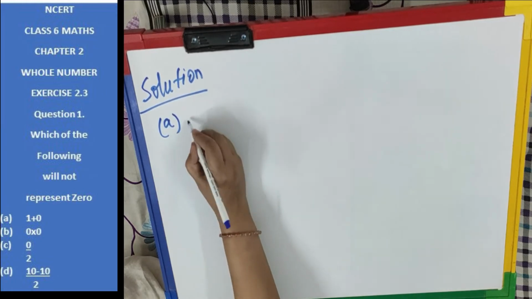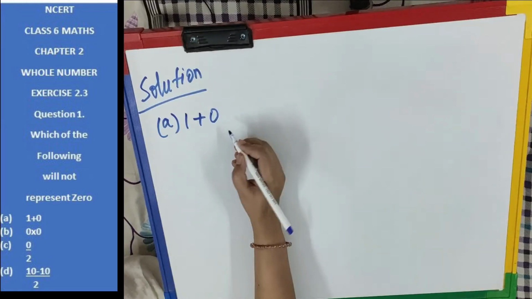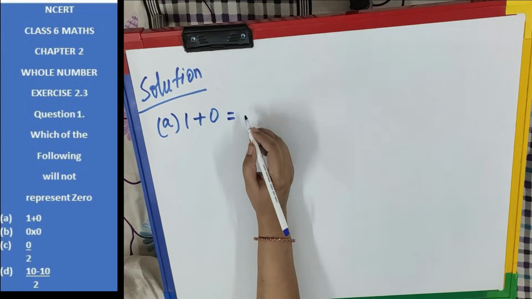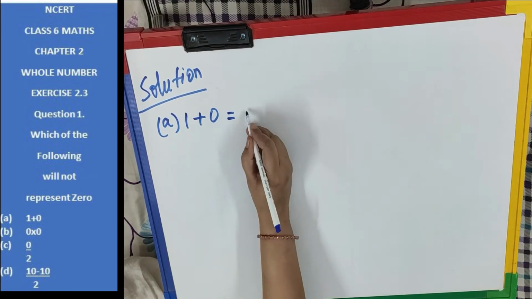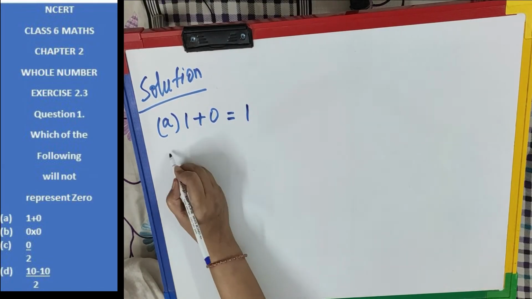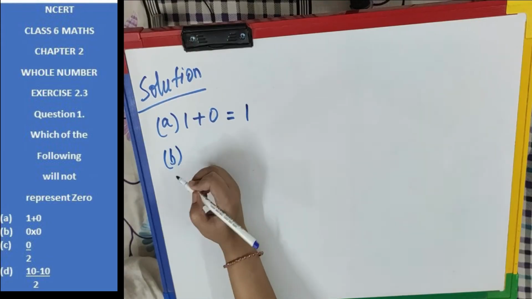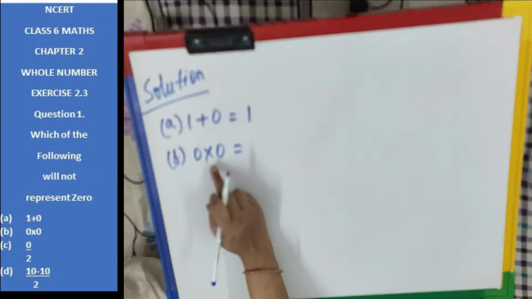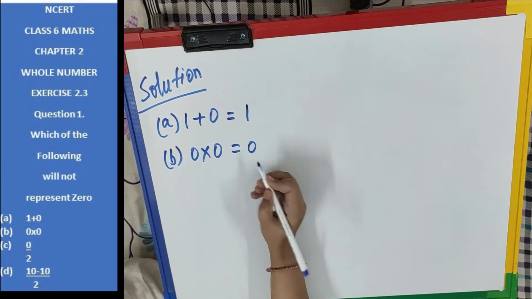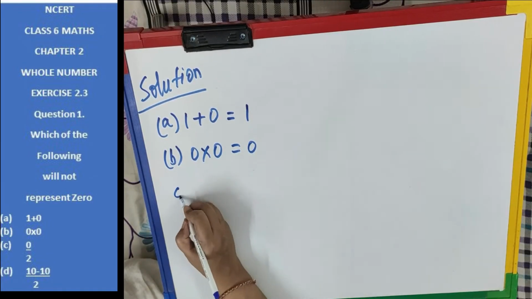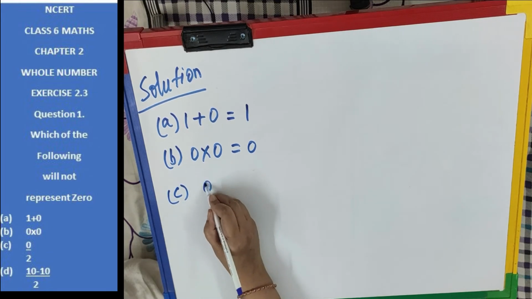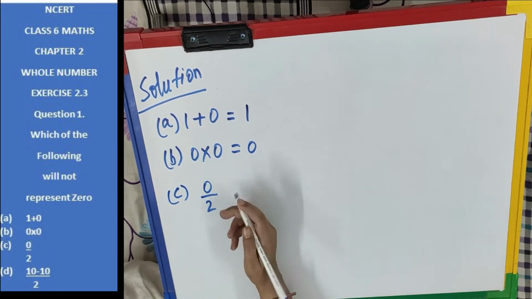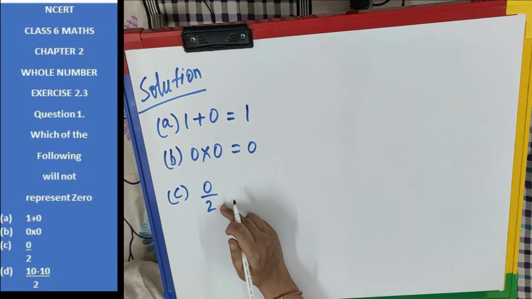The first option is 1 plus 0. 1 plus 0 is equal to how much? When 1 is added to 0, it gives 1. The second option is 0 multiplied by 0. When we multiply 0 by 0, we get 0. The third option is 0 by 2, meaning 0 divided by 2.